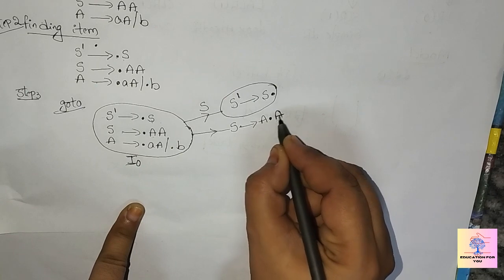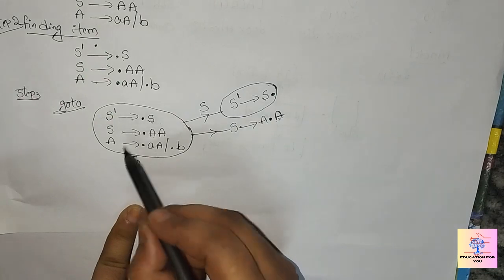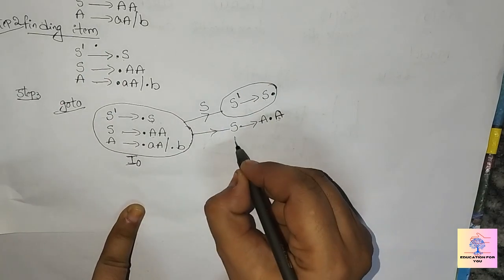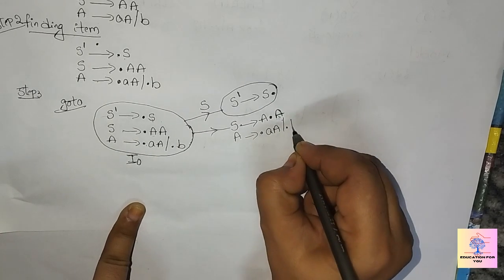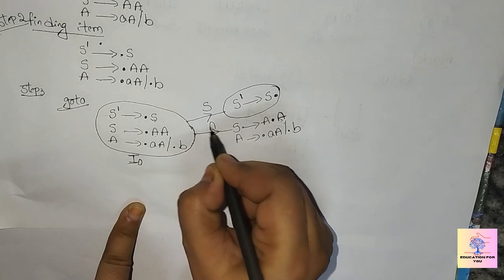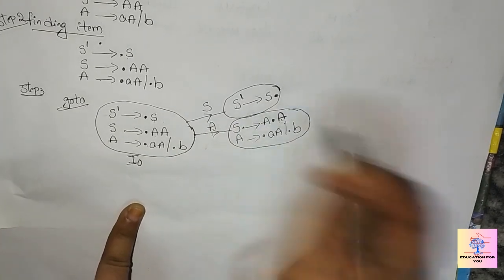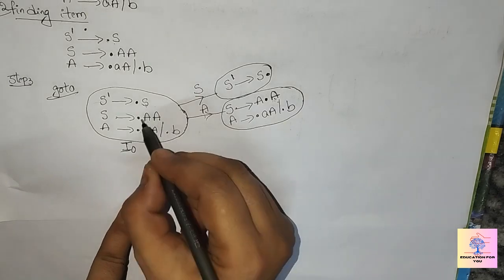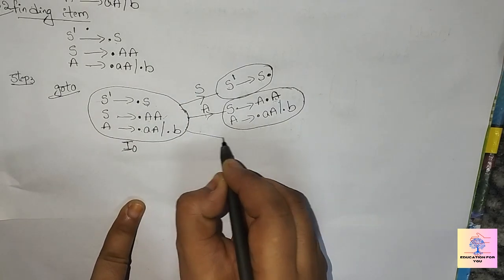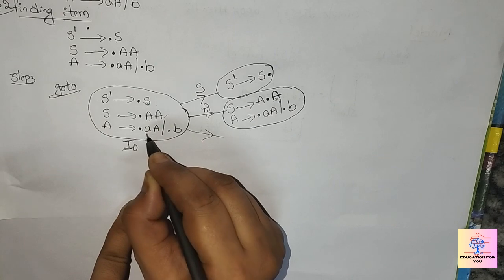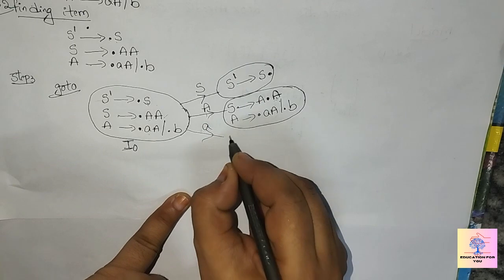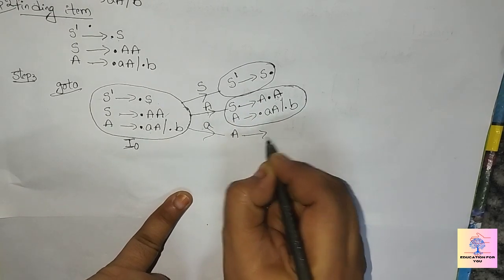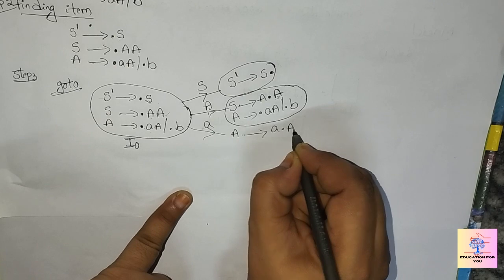So for this non-terminal A, are you going to observe any productions? Yes, you are going to observe that A is going to produce dot A or dot B. Over. For A also another state will come. Okay, this second one is also over. Now the third one: after the dot, what is there? A. For A you have to write the next goto statement. Okay, so A is going to produce A dot A.